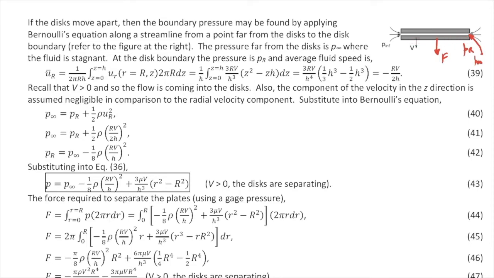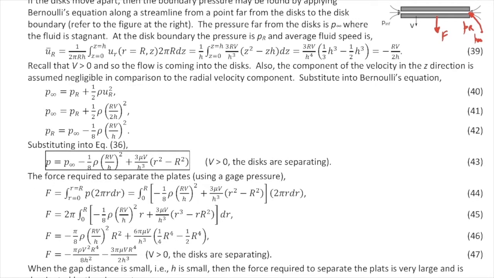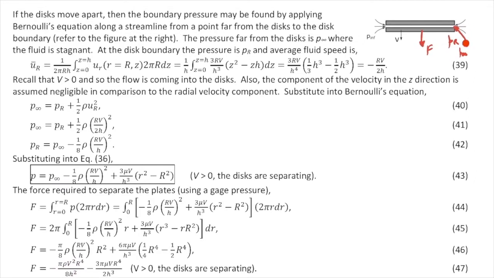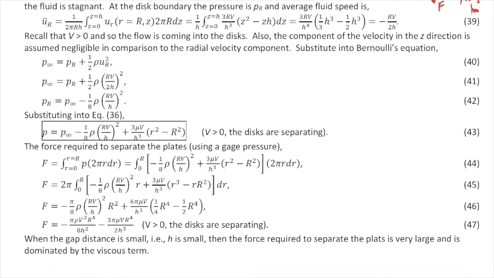And to find that force, we do the same kind of approach we did before, where we just take the pressure times a little bit of area and integrate it. And when you do that, this is what the pressure force looks like. It's negative because we're having to pull it downward. You can see there's a term that comes about because of Bernoulli's equation. This density term is because of this part of the analysis to get to the pressure at the radius. And then you have the viscous term.